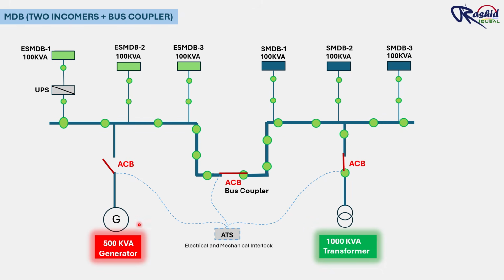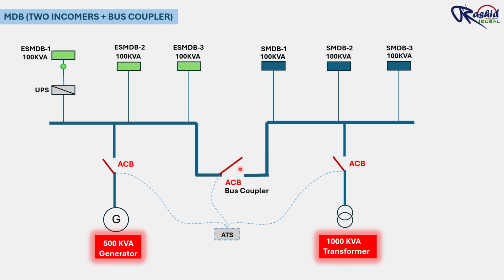But during power failure, when main power fails, the ATS gives instruction to open the transformer ACB and the bus coupler ACB. You can see here this ACB is open. Once both ACBs are open, the ATS gives instruction to start the generator. Since the generator is smaller, it cannot supply all loads, so only critical loads are fed. These loads are pre-programmed in the ATS.